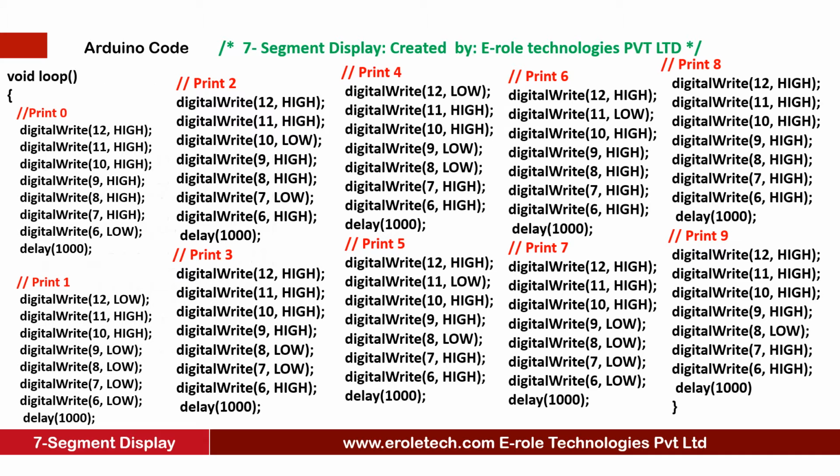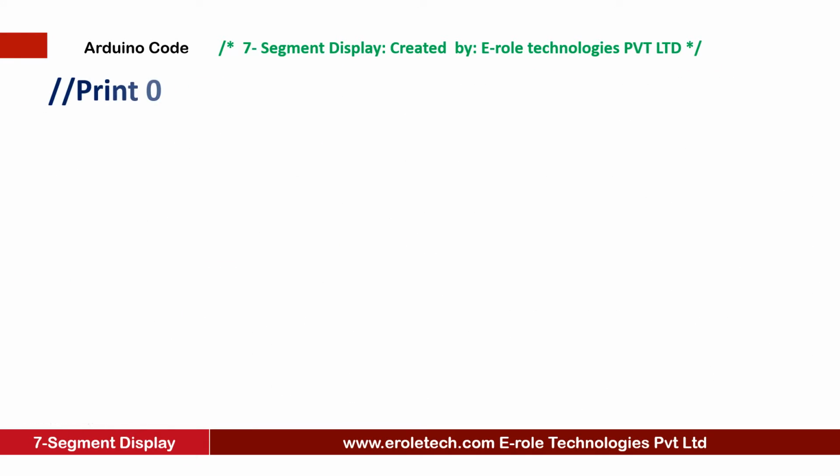Void loop. This function continues to execute the code written inside it over and over unless we reset the Arduino hardware board. 7-segment display has 8 LEDs inside it and have a specific pin for each LED. To display any number, we need to give a high signal to some of its pins and low signal to the other pins. Now let's have a close look at the combination of the signals required to display any number.